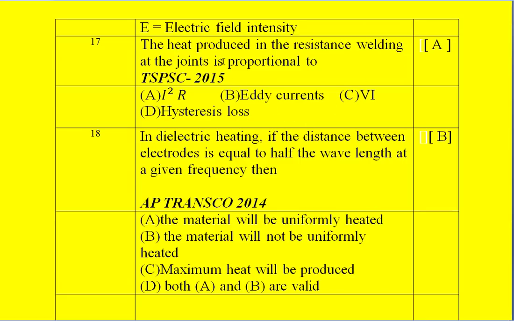Next question. The heat produced in resistance welding at the joints is proportional to: A is I square R, B is eddy currents, C is V into I, D is hysteresis loss. It was given in 2015 TS PSC. In a resistance welding method, heat produced is directly proportional to the square of the current flowing and the resistance of the material. So A is the right answer.